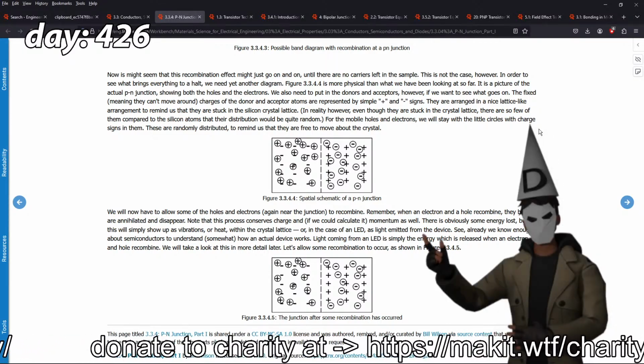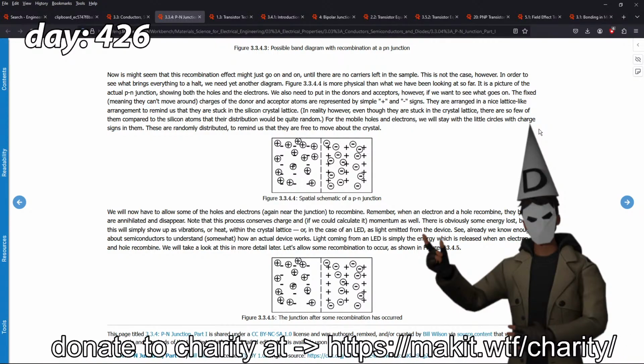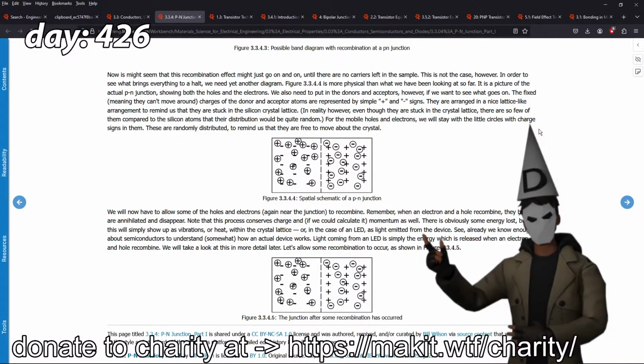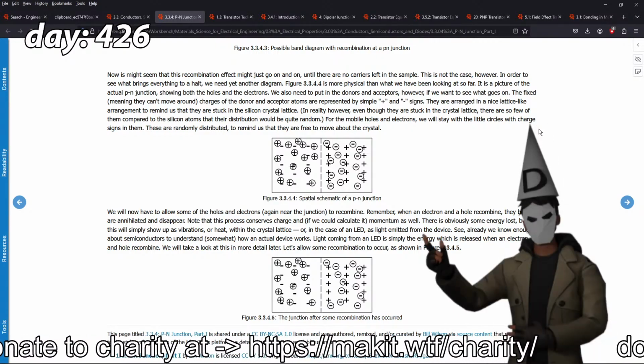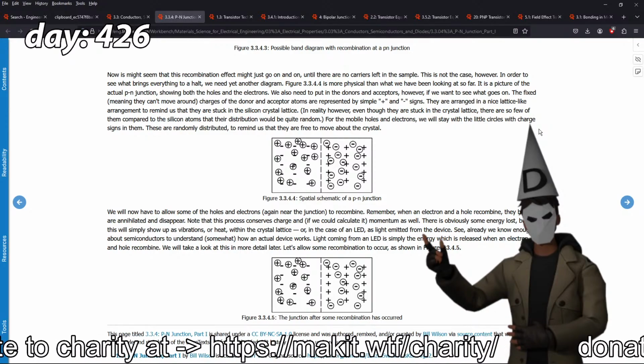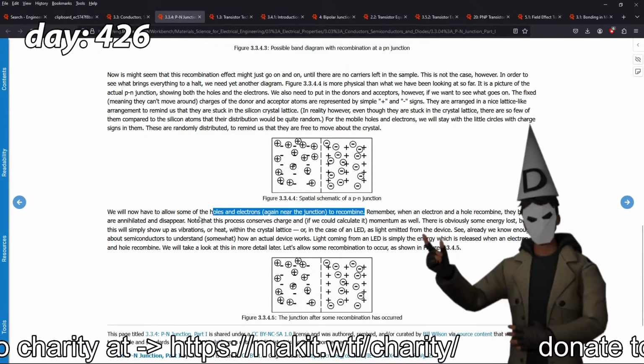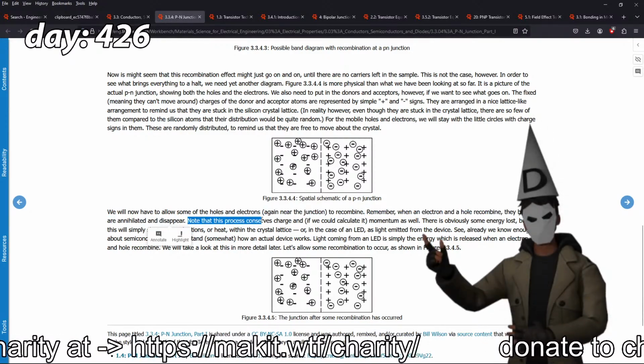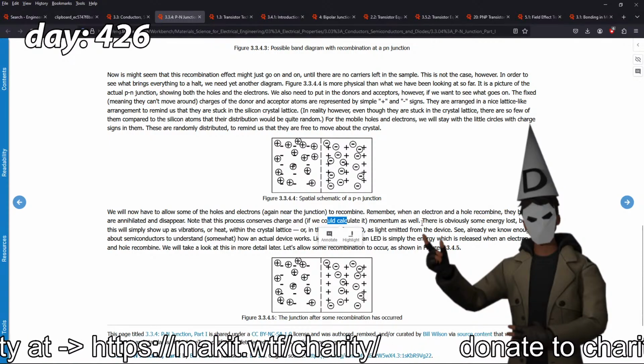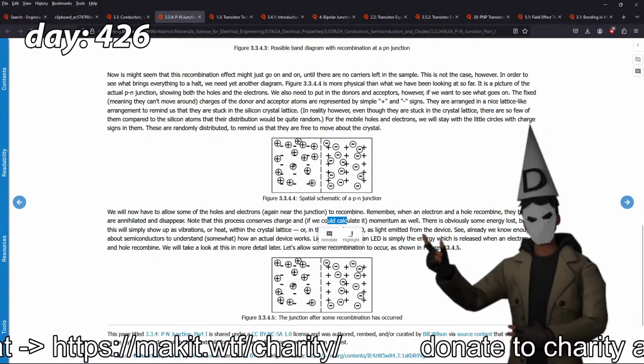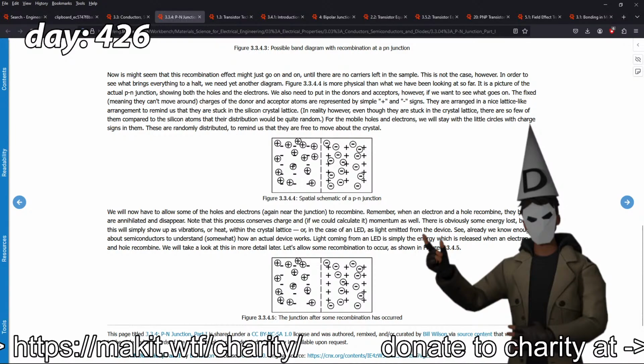Holes and electrons in injection combine: one electron and a hole recombine, annihilate and disappear. Yeah, well, that makes perfect sense. We know that this process conserves charge, and if we could calculate it, the momentum as well. There is obviously some energy lost, but this is simply released as heat to the crystal lattice.